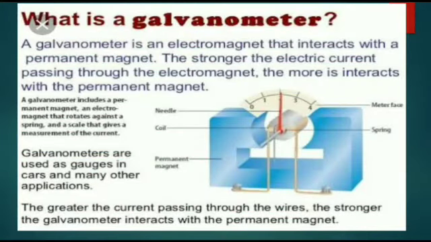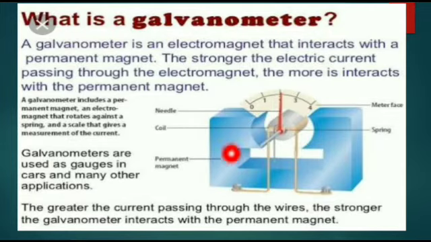See, what is galvanometer? Galvanometer is an electromagnet that interacts with a permanent magnet. The stronger the electric current passed through the electromagnet, the more it interacts with the permanent magnet. Okay, so galvanometers are also used as a gadget in cars and many other applications. It's very simple: the greater the amount of current passed through the copper wire, the stronger the galvanometer interacts with the permanent magnet.